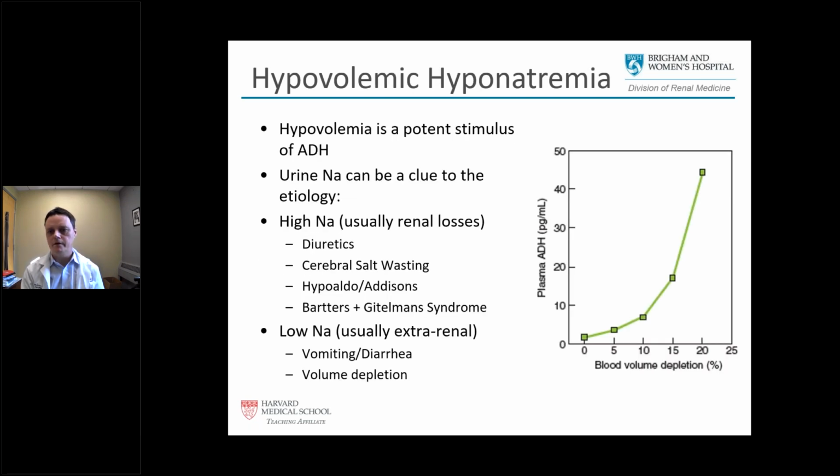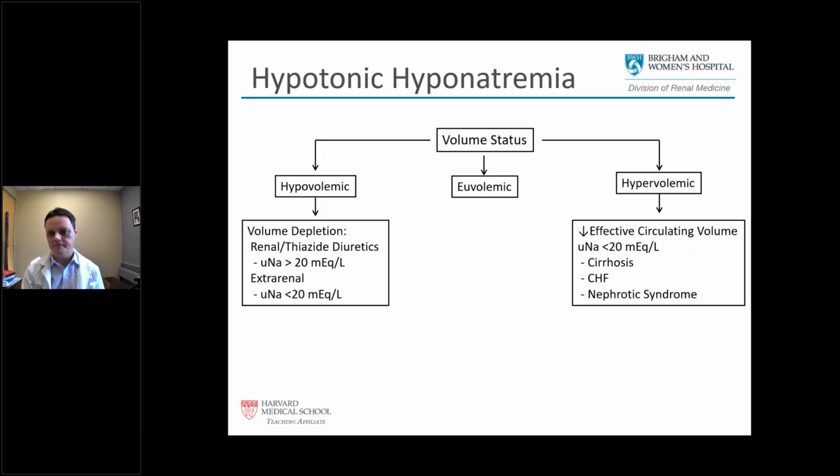Hypovolemia, as I mentioned before, is a potent stimulus to ADH. Urine sodium can be a clue to the etiology. High sodium usually means renal losses, so diuretics, hypoaldosteronism, Bartter syndrome, Gitelman syndrome. A low sodium usually means extrarenal, so vomiting, diarrhea, volume depletion.